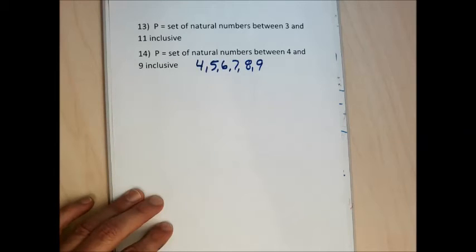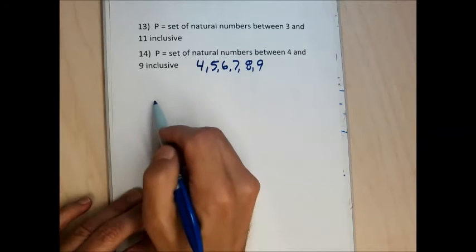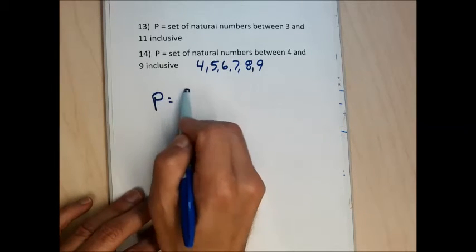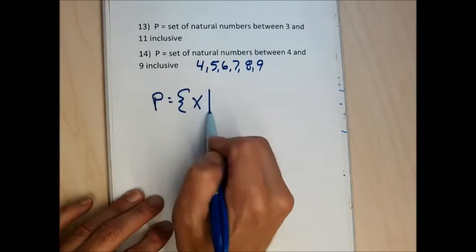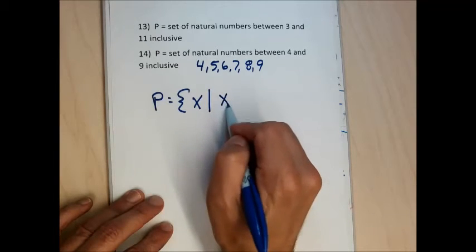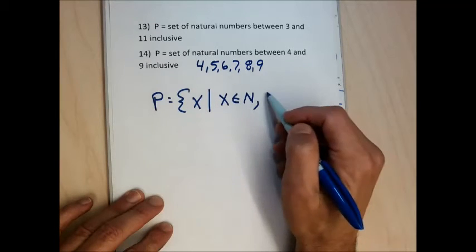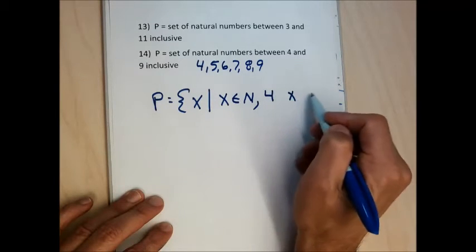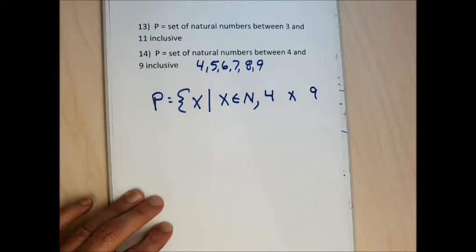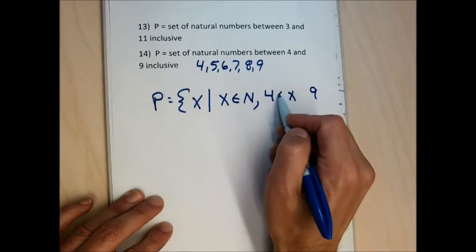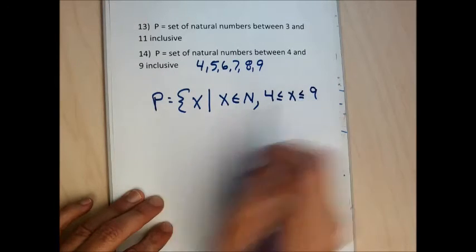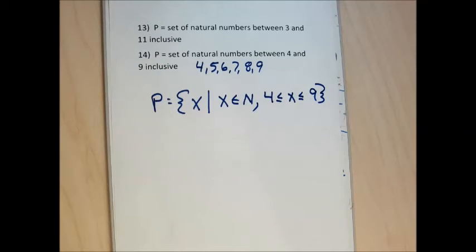Now I'm going to write an answer for this in set builder notation. I'm going to say P equals the set of all x with the property that x is a natural number, and with a comma, I'm going to write 4, x, and 9. So I'm going to write the x between a 4 and a 9, and I'm going to include those numbers by putting or equal to symbols. And that would be the answer I would use for number 14.